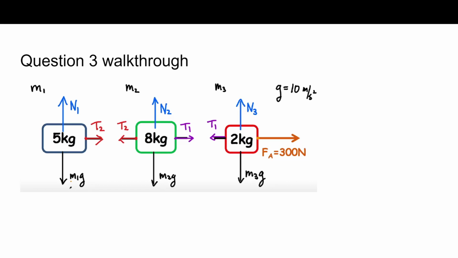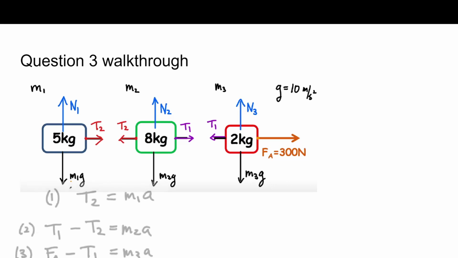In this case, you can ignore the gravitational and normal force since they cancel each other out. From here onwards, we are able to make three equations using F net equals ma. Then, we can add these equations to form a new equation. By adding equation 1 to equation 2 and equation 3, we will be able to get a new equation Fa equals m1 plus m2 plus m3 times acceleration.